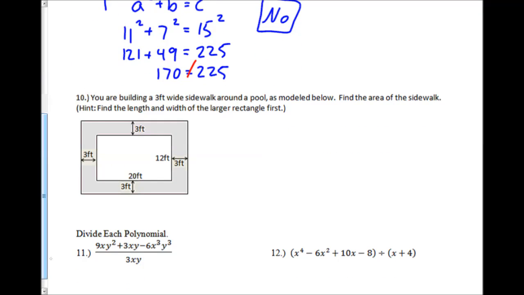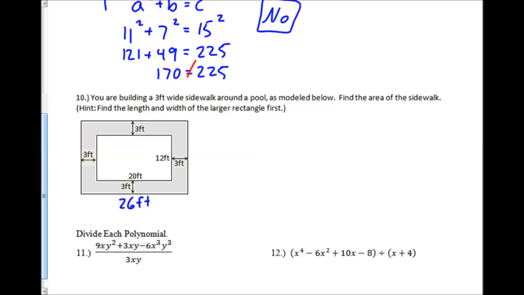If I look at the next one, we want to find the area of the shaded region. So it looks like we're talking about a pool that has a 3-foot sidewalk around it. And the hint that I gave you is to find the length and the width of the larger rectangle first. So when we look at something like this, if from here to here is 20 units long, and I have a sidewalk that's 3 feet on each side, it means I'm adding 3 feet to one side and 3 feet to the other side, which is a total of 6 feet, which means the overall length of this thing is going to be 26 feet.